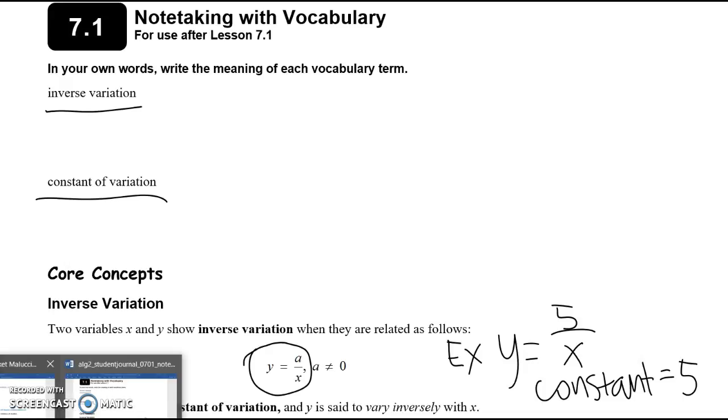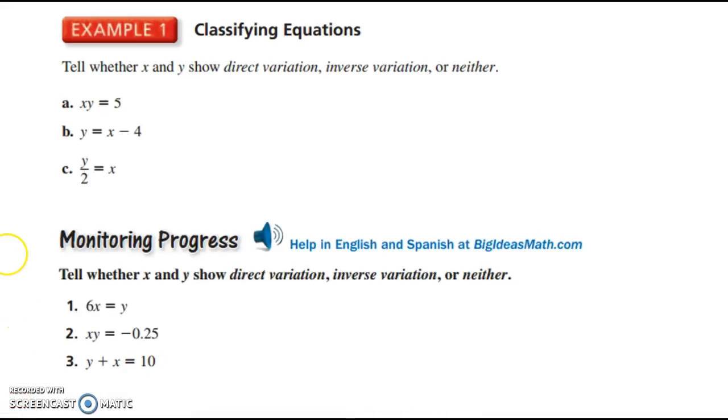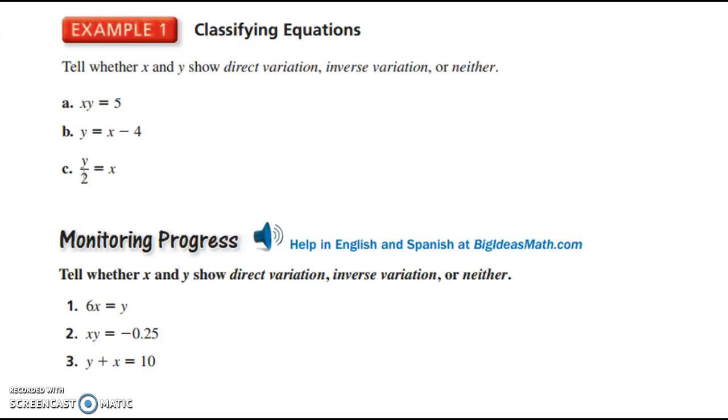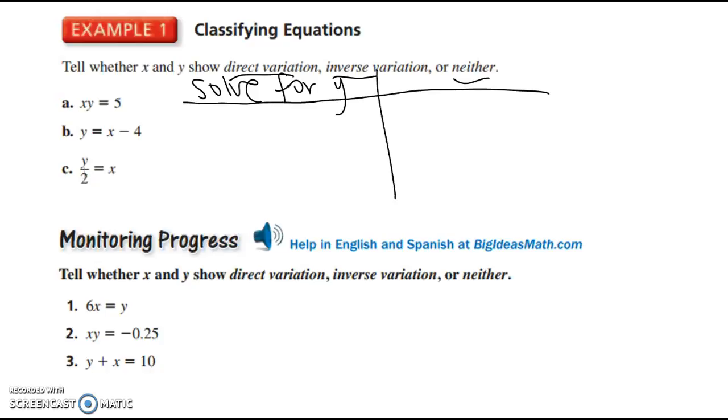Now go to your notes packet, and if you'd like to write the definitions in the side of the notes packet, then you can. And we're going to do example 1. So we want to tell whether it's direct, inverse, or neither for the variation. To do that, we want to solve for y and then determine what type it is. So we'll make a little table. Solve for y, get the type.